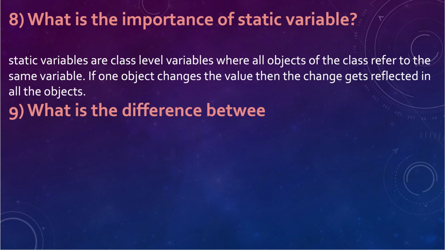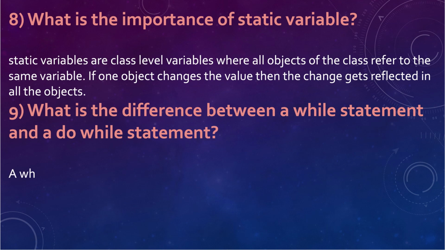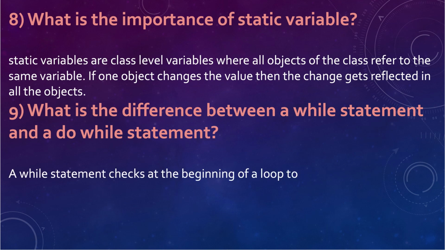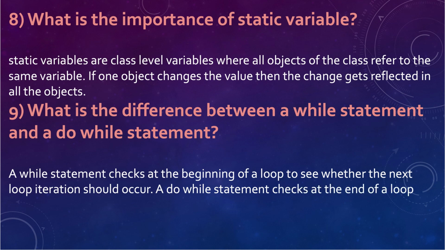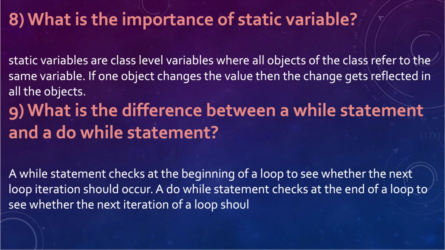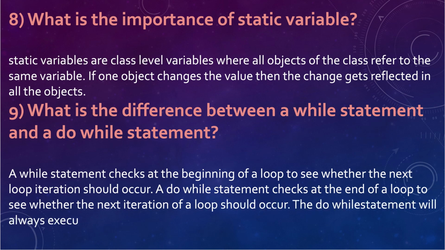What is the difference between a while statement and a do while statement? A while statement checks at the beginning of a loop to see whether the next loop iteration should occur. A do while statement checks at the end of a loop to see whether the next iteration of a loop should occur. The do while statement will always execute the body of a loop at least once.